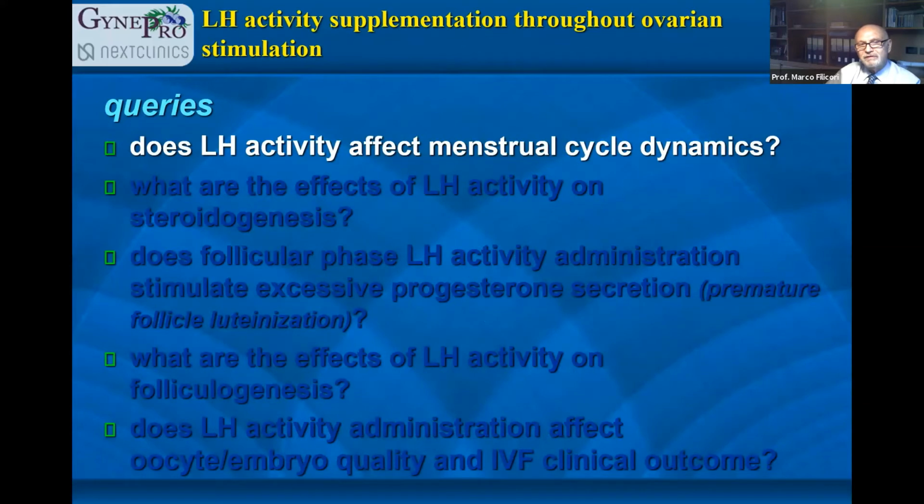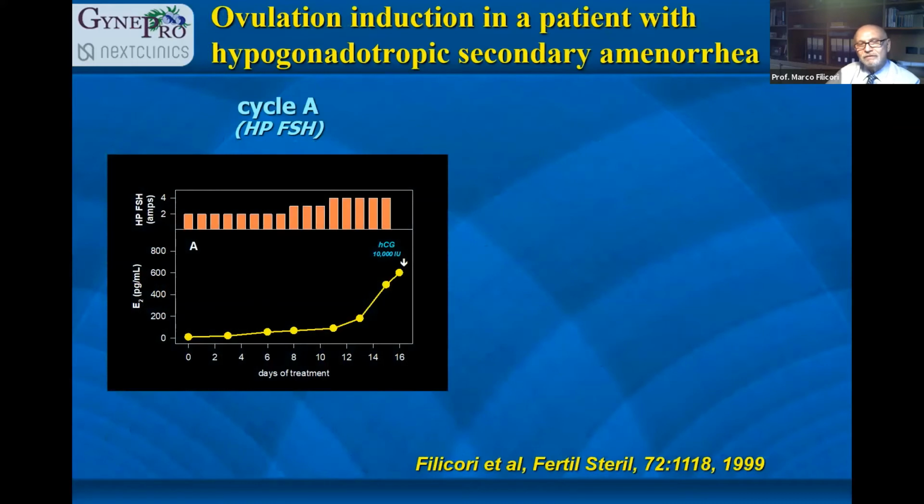Now, let me summarize some queries that we're going through this evening. The first one is, does LH activity affect menstrual cycle dynamics? And the answer, of course, is yes, and that is particularly evident if you take the model of hypogonadotropic hypogonadism in women. And this is a patient we studied in the late 90s who had profound hypogonadotropic hypogonadism.